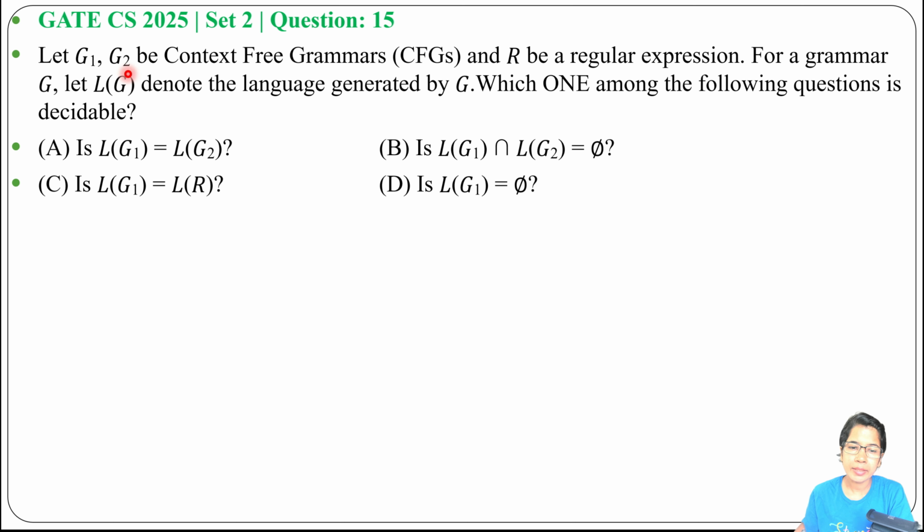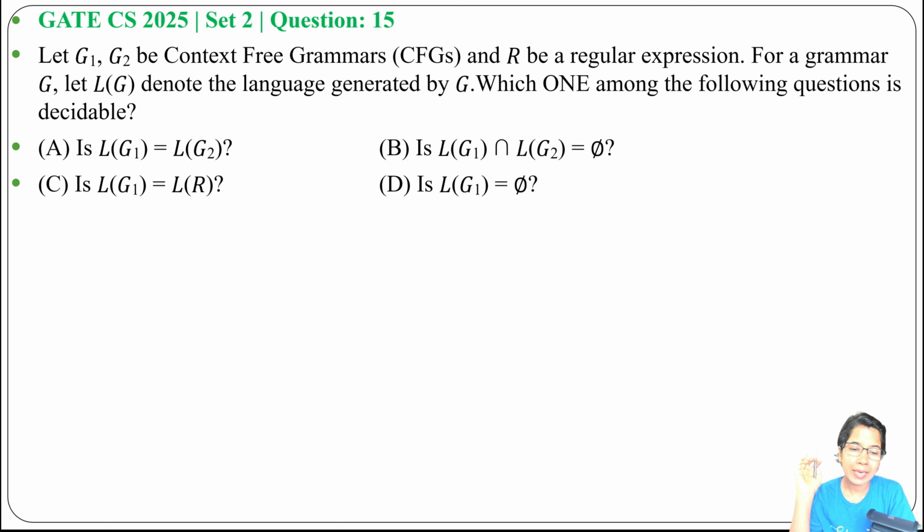Let G1, G2 be context-free grammars and R be a regular expression. For a grammar G, let L(G) denote the language generated by G. Which one among the following questions is decidable? And 4 options are given. Let's check them one by one.